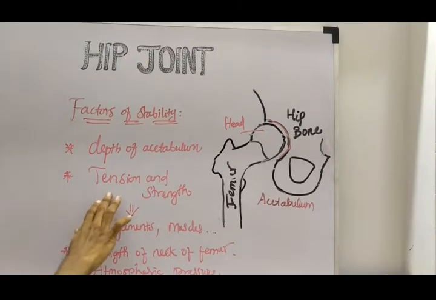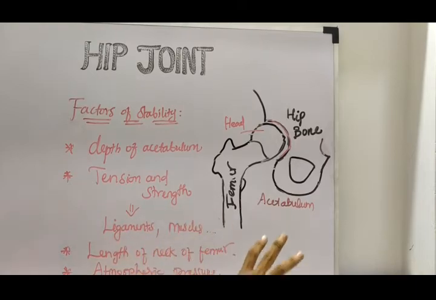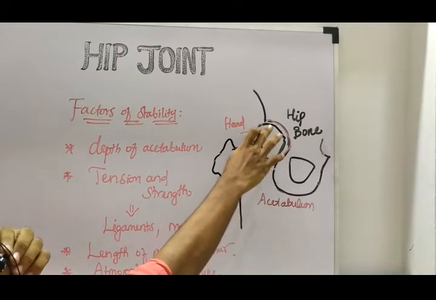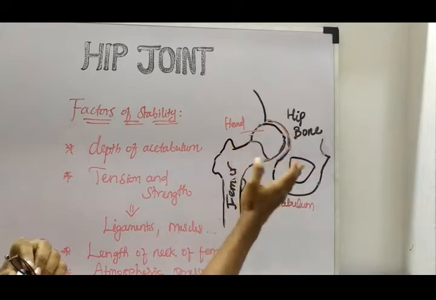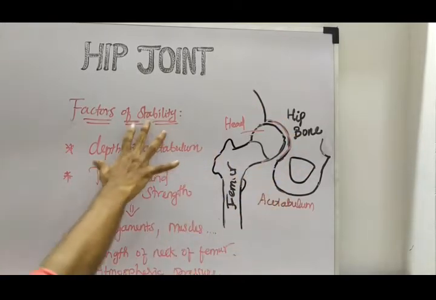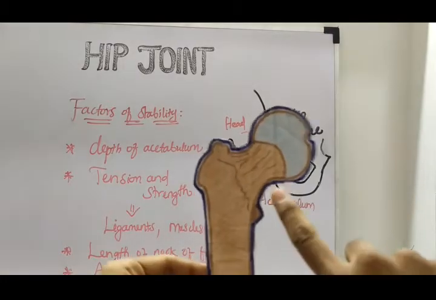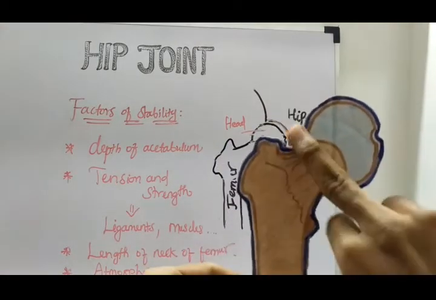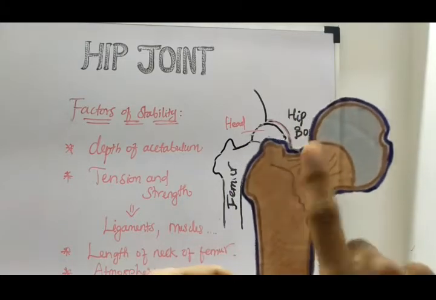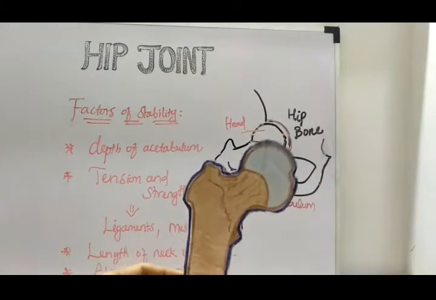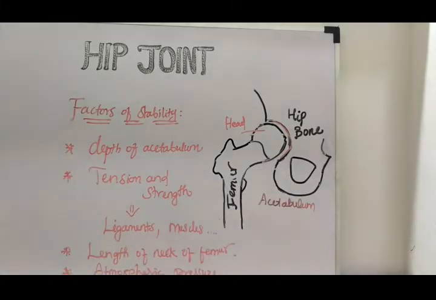And the next thing is the tension and strength of ligaments and muscles surrounding the joint. Here you will be having the ligaments, which we will be seeing now. So the ligaments and also the muscles surrounding the joint help in the stability of this joint. And the third one is the length of the neck of the femur. You can see here in the model, right? This is the neck of the femur. The length and obliquity of the neck of the femur also play an important role in stabilizing the joint. And finally, we have the atmospheric pressure, which is also a factor for stability.